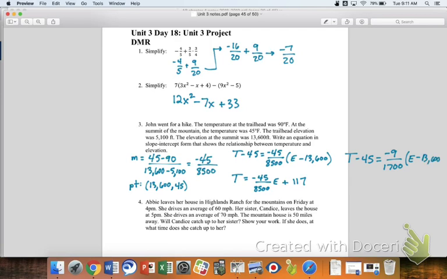Okay, so then everything else being the same. So if I go, yeah, I get the exact same thing. Your y-intercept should be 117 regardless of if your slope is reduced or not. Okay. Yeah, good questions. Anybody else?